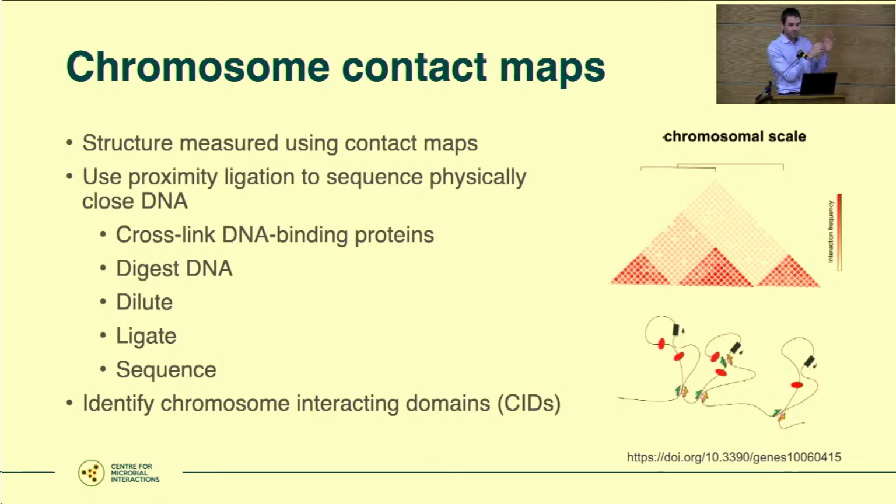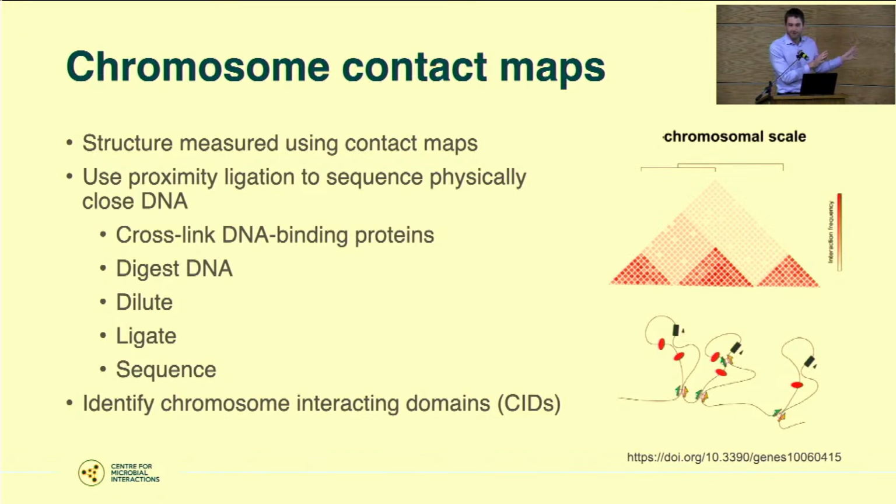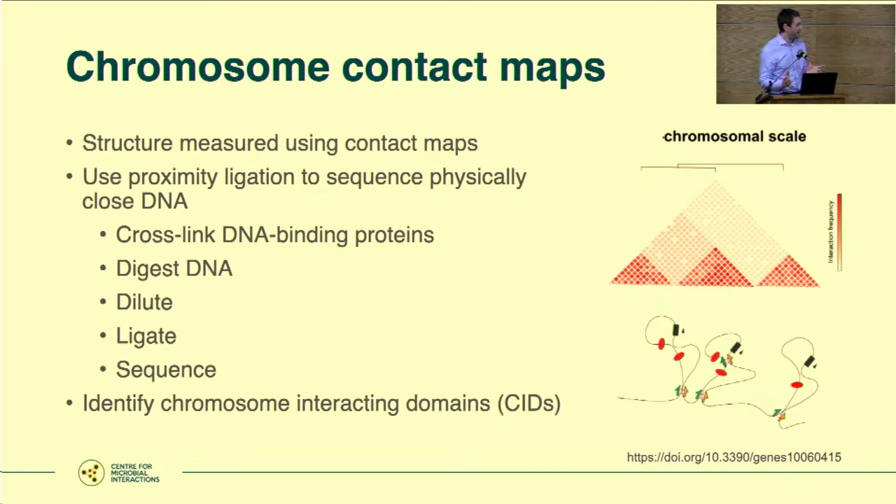You can then put all of that through a sequencer, sequence the whole thing, and then through some clever bioinformatics tools that, again, I don't know exactly how they work, they're able to identify that point in the middle where you've got that hybrid. They can separate it out, you can map back to your genome, and you're then able to draw a contact map, which is a bit like a heat map, to identify what they call CIDs, chromosome interacting domains.